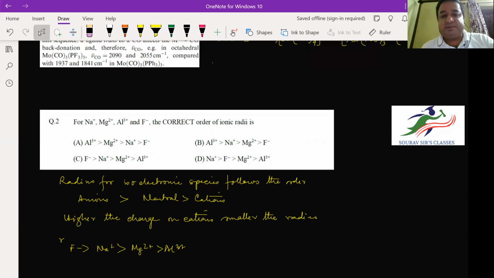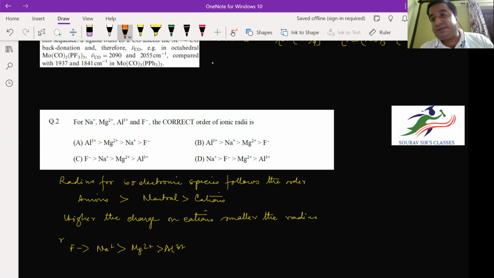Now, all one has to remember is that the radius for isoelectronic species follows the order: anions will be greater than that of neutral atom, which will be greater than that of cations. Why so? Because anions are having more electrons with respect to the protons, the positively charged particles. So over here, we will say that there is an imbalance of charge, and negative charge being more, the electrons will go further away from the nucleus in comparison to that of the neutral atom.